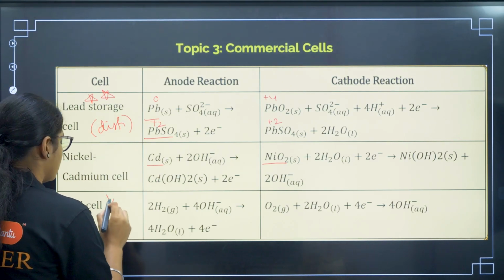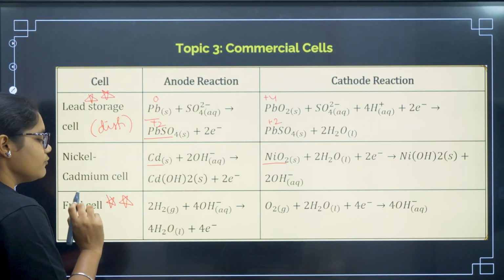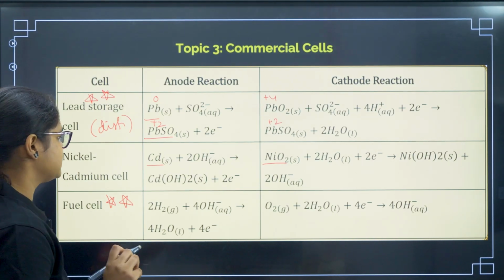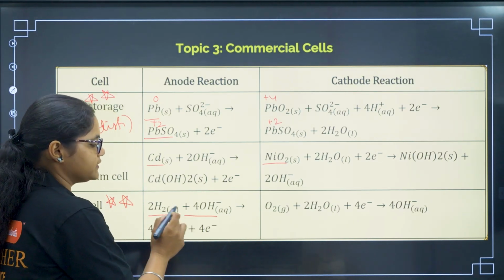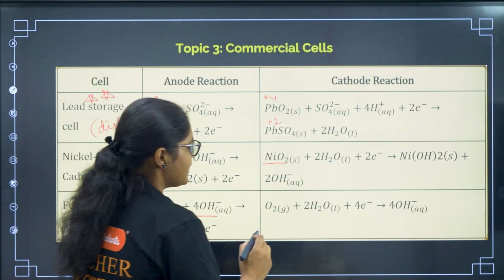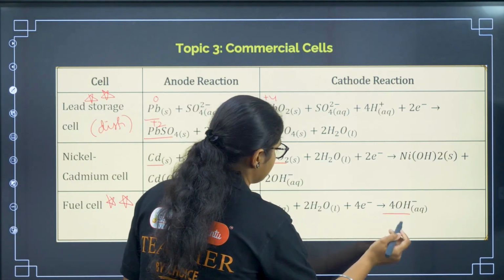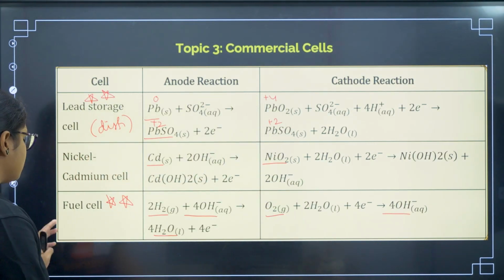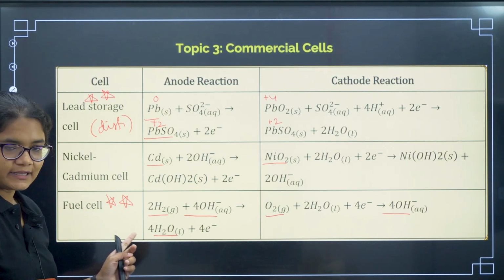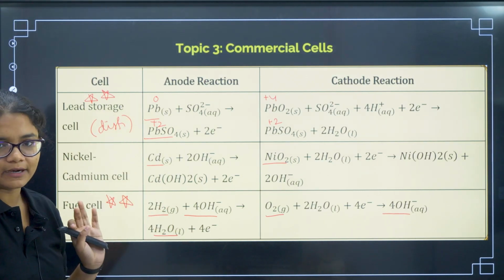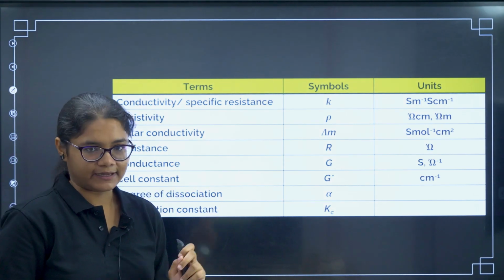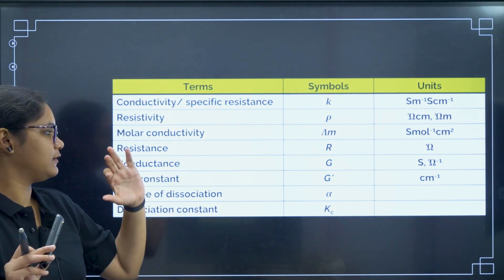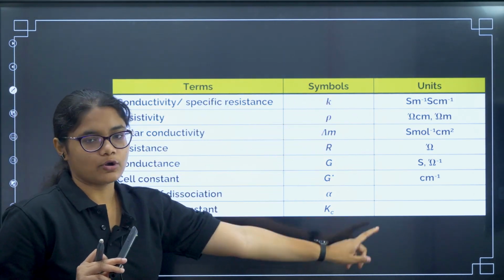Again, this is important, one more cell. Fuel cell also, please remember the reactions, what is happening at anode. H2 is getting converted to H2O, plus OH minus, and we have O2 getting converted to OH minus. So what you have to remember from here? Fuel cell and lead storage battery, right? Okay. Now this slide is there so that you can once read all the symbols and all the units.